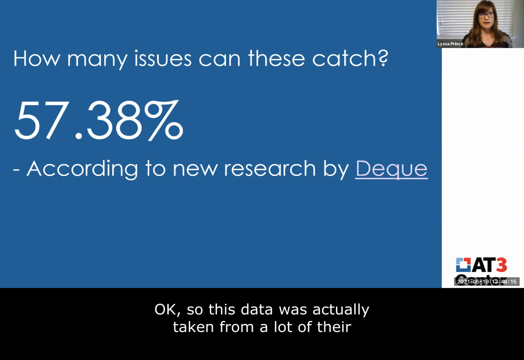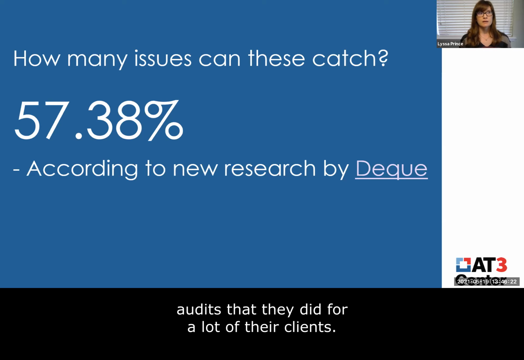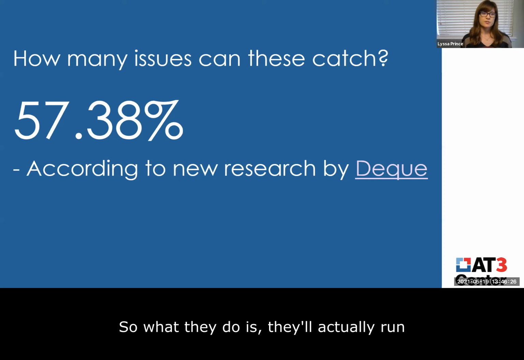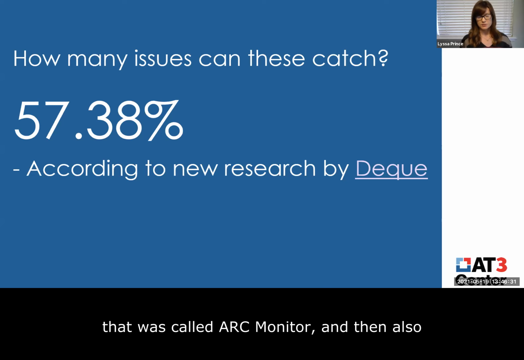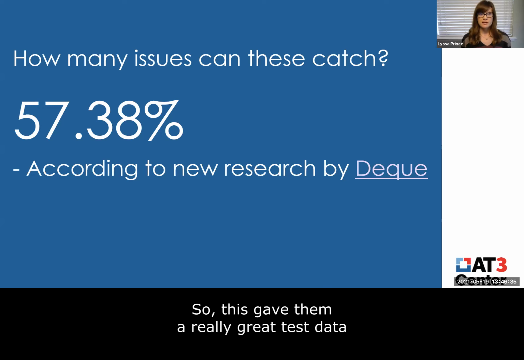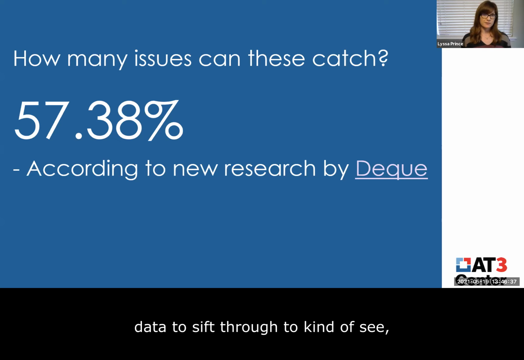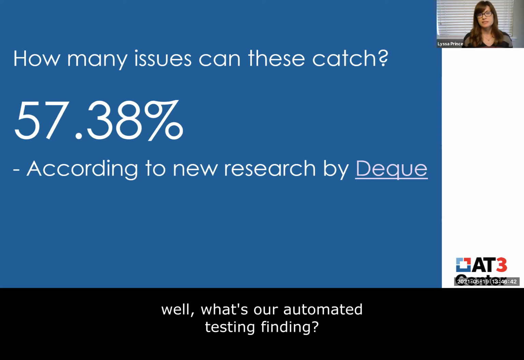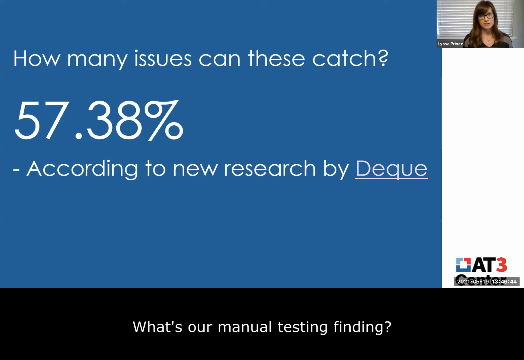Okay, so this data was actually taken from a lot of the audits that they did for a lot of their clients. So what they do is they'll actually run their big automated tool. I think that one's called Axe Monitor. And then they'll also do manual testing for their clients. So this gave them a really great test bed of data to sift through to see, well, what's our automated testing finding? What's our manual testing finding? And where do those overlap?